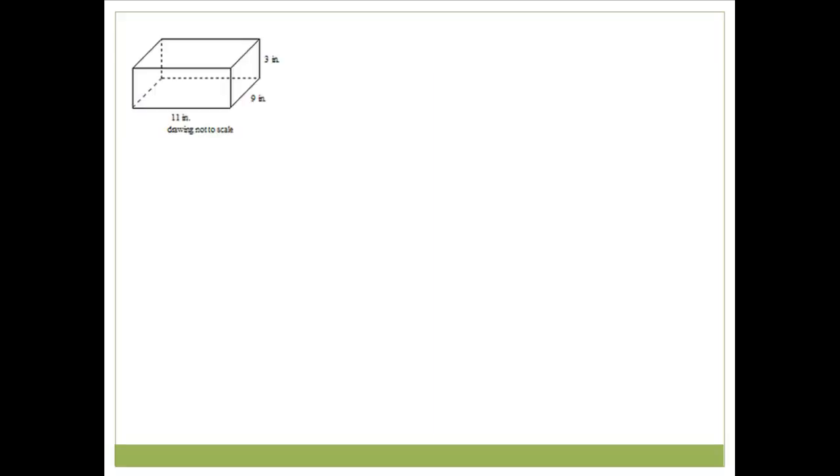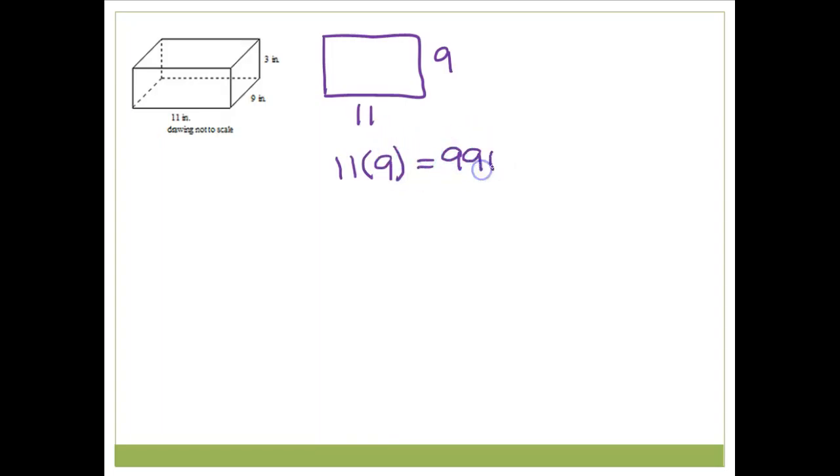So in this case, our base is an 11 by 9 rectangle. So how do I find the area of my base if it's 11 inches by 9 inches? Good, we're going to multiply 11 times 9, which equals 99 inches squared because it's the area of the base.